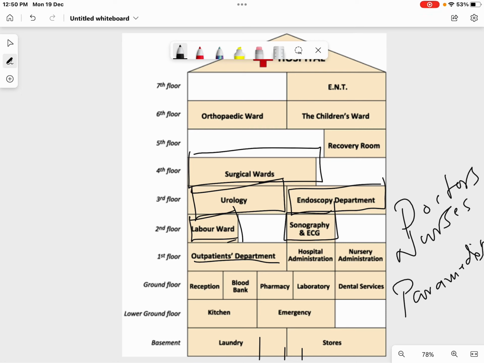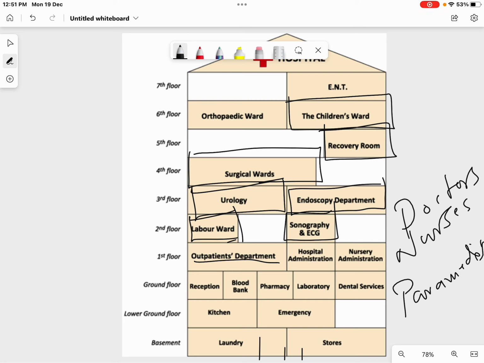And then we have a recovery room. This could be a recovery room for operation theater, where the patient is kept for some time just after the operation to stabilize before being shifted to their respective wards, respective departments, after the anesthesia has worn off a little bit. The children's ward is where very young kids are kept, and this is the pediatric ward. Okay, this is also called the pediatric ward.